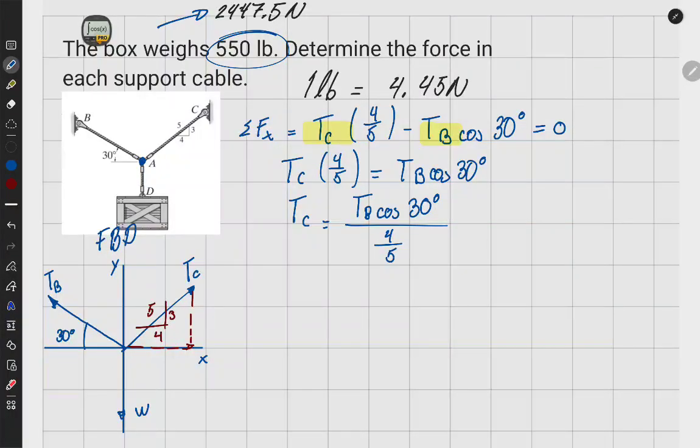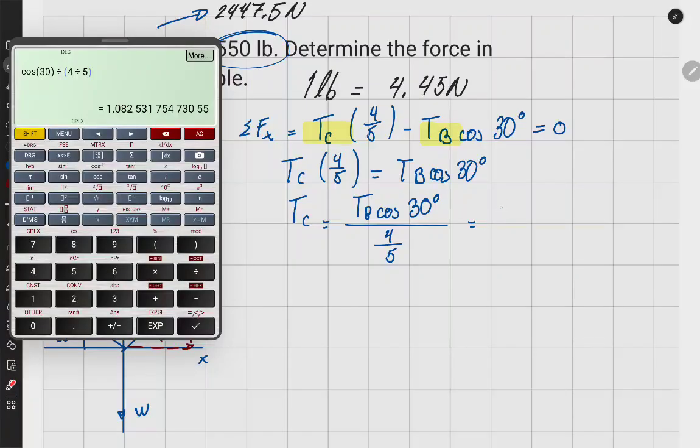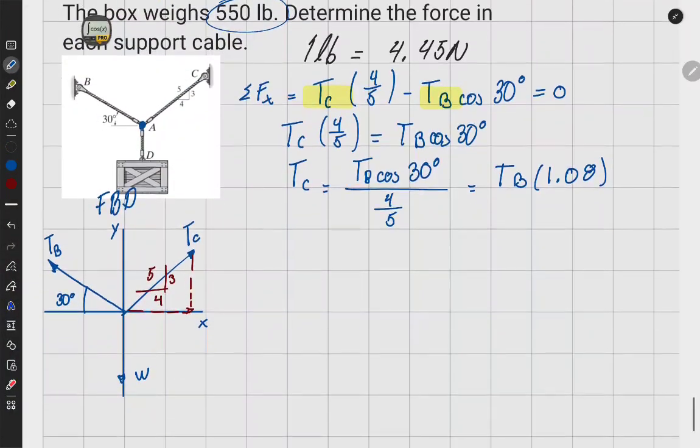And then you can write this in the calculator: cosine 30 degrees over 4/5. So TC equals TB times 1.08. That's one equation, the first equation.